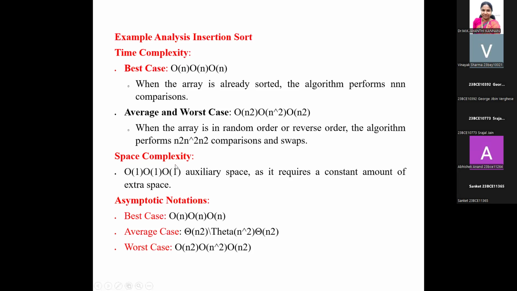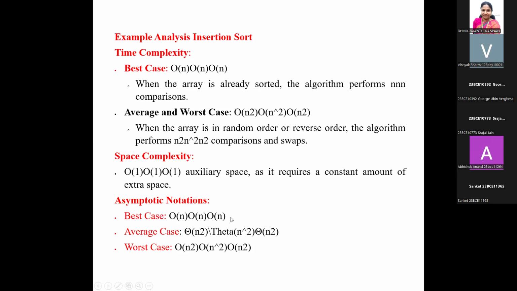In the same way, for the space complexity, for each number to store we need order of one, accelerated space, as it requires a constant amount of extra space to store the numbers as well as to swap the numbers. So we need a temporary variable to swap the elements also.